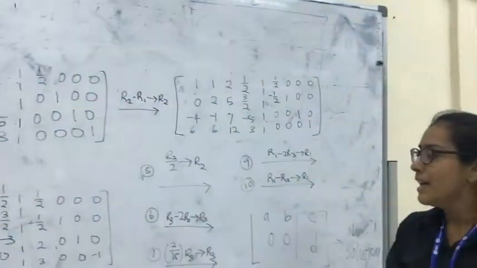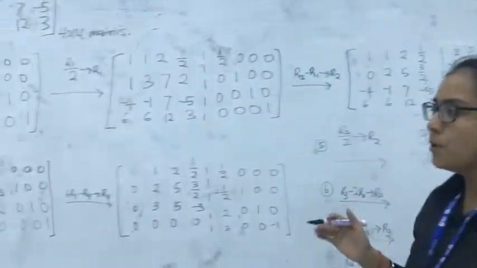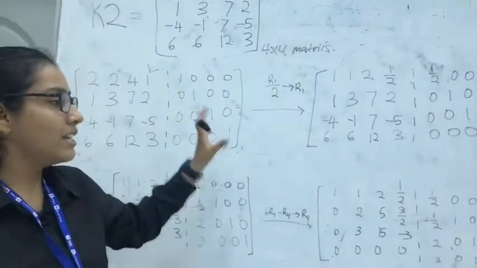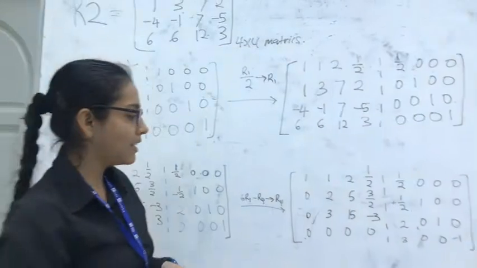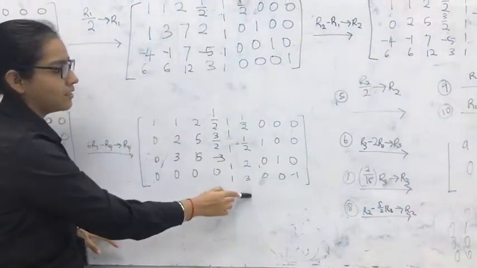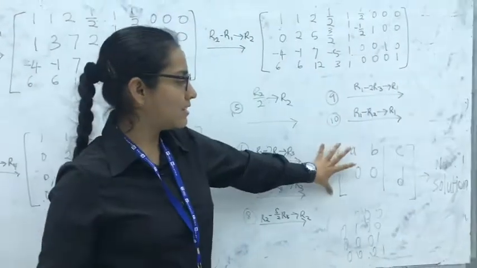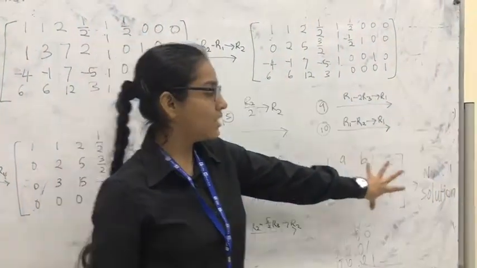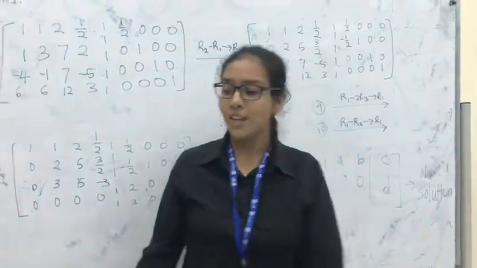However, in K2 there's a problem. In K2, at the end, you won't get something like this. You will actually get something like this, where below, everything is 0, and there's a number here. As we have learned in maths, if you get something like this, it's considered no solution. Okay? So let me show you what answer you get.